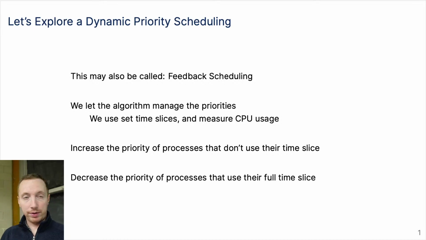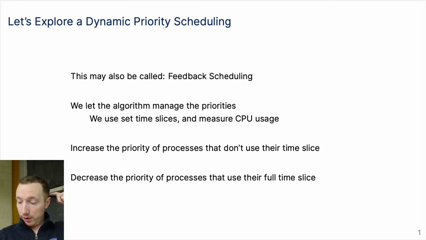So we let the algorithm manage the priorities. We're going to use set time slices, and then we're going to measure CPU usage, and within a time slice there's going to be timer interrupts. So there's going to be many timer interrupts within a time slice where we could change processes if we want to. But some processes don't use the whole time slice. Those are processes that just need the CPU for a little bit and then pretty much get blocked or go to sleep, so you want to have good response time for that. Whenever they're ready, you essentially want to run them.